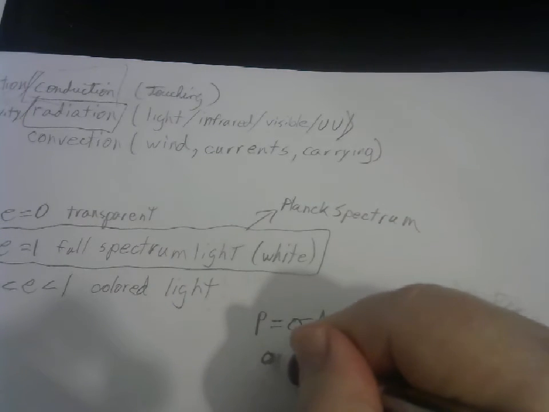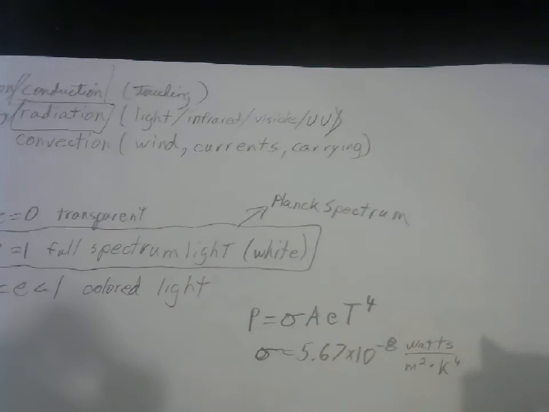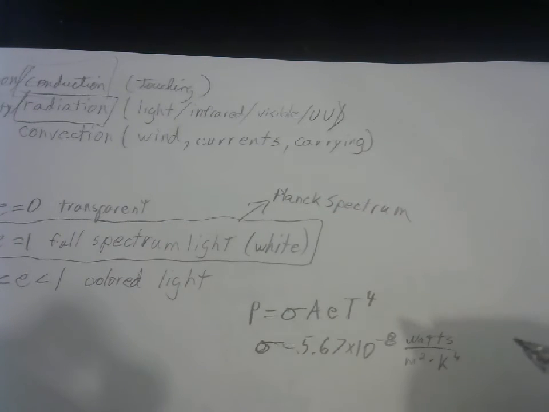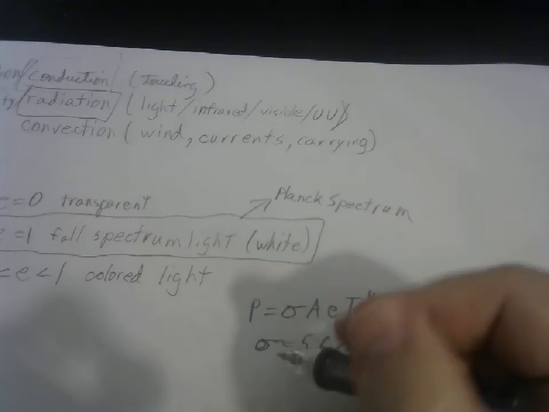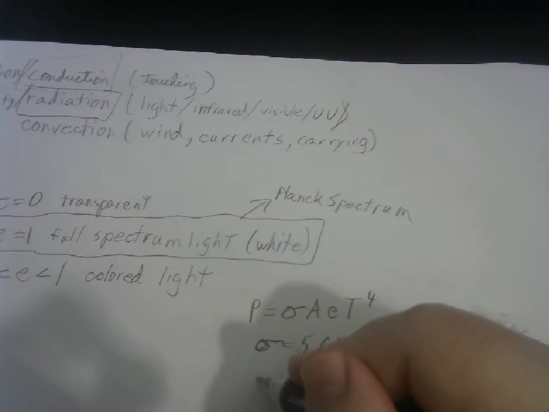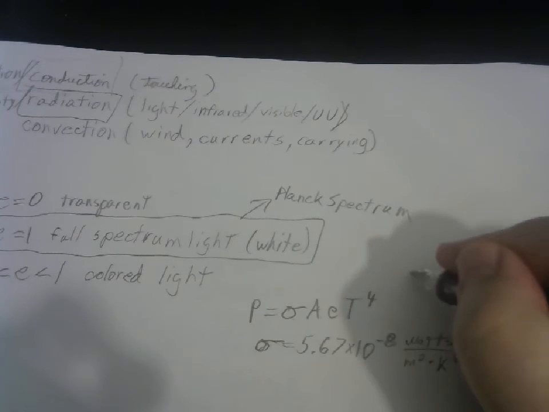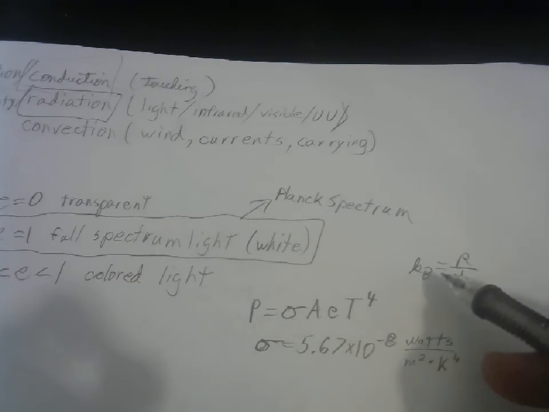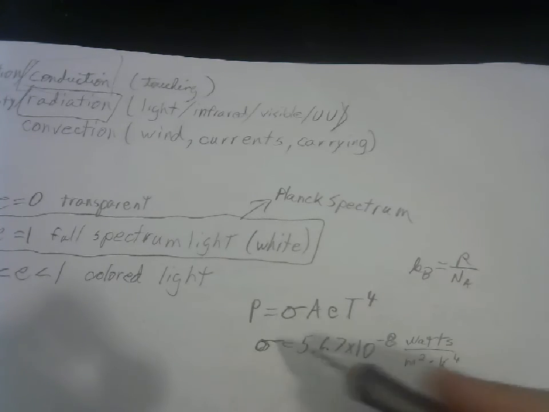So sigma is just this constant, and it's called Stefan's constant, or I think sometimes people call it the Stefan-Boltzmann constant, but we'll just call it Stefan's constant. Oh, no, actually it is the Stefan-Boltzmann constant in our book. Okay, so anyway, Boltzmann's constant, K sub B, was equal to R over N sub A. So don't confuse Boltzmann's constant with the Stefan-Boltzmann constant.